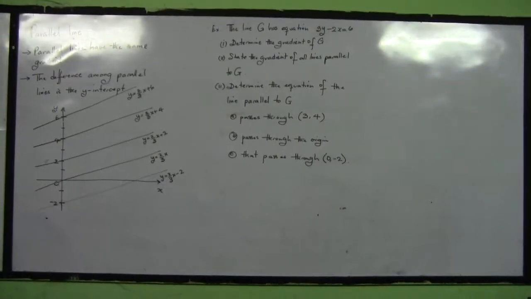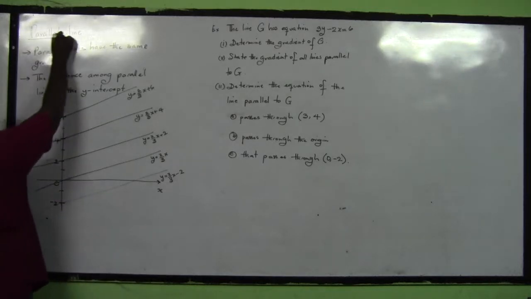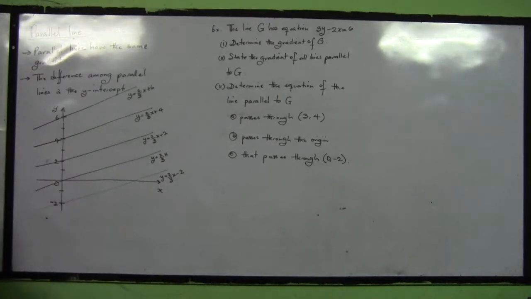Alright, this is how we start. We're dealing with parallel lines. And the first thing I'm saying is this: parallel lines have the same gradient. So if two lines are parallel, the two lines have the same gradient.